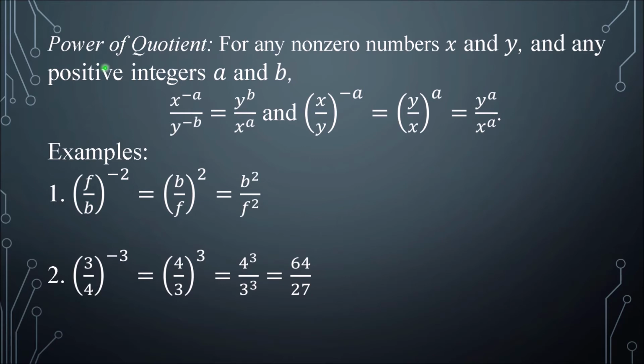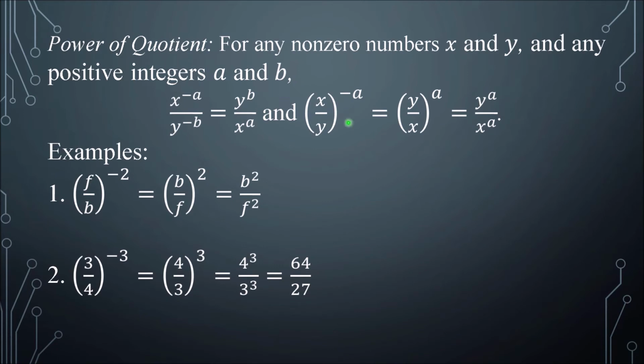Next, let's have power of quotient. For any non-zero numbers x and y, and any positive integers a and b, x raised to negative a divided by y raised to negative b is equal to y raised to b over x raised to a. So as you can see, the negative exponent in the numerator is transferred to the denominator. The negative exponent in the denominator will be transferred to the numerator so that the exponents will become positive.